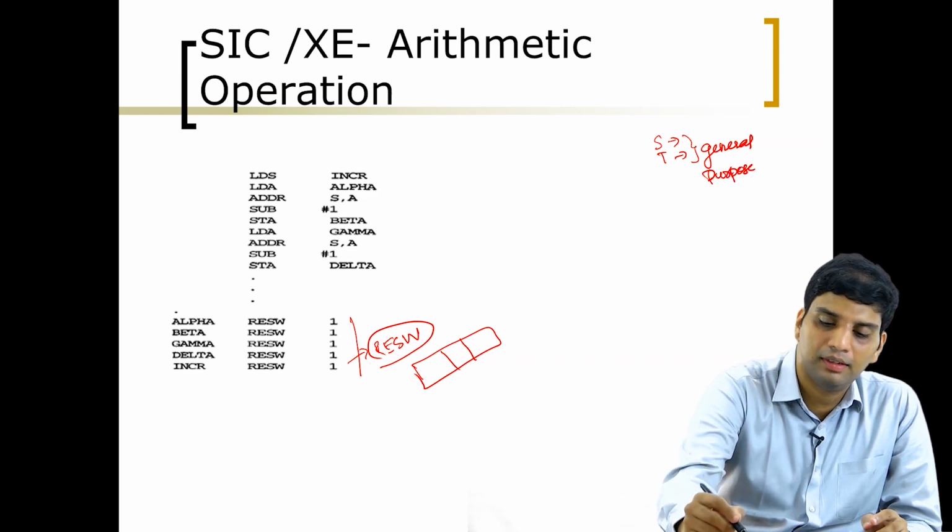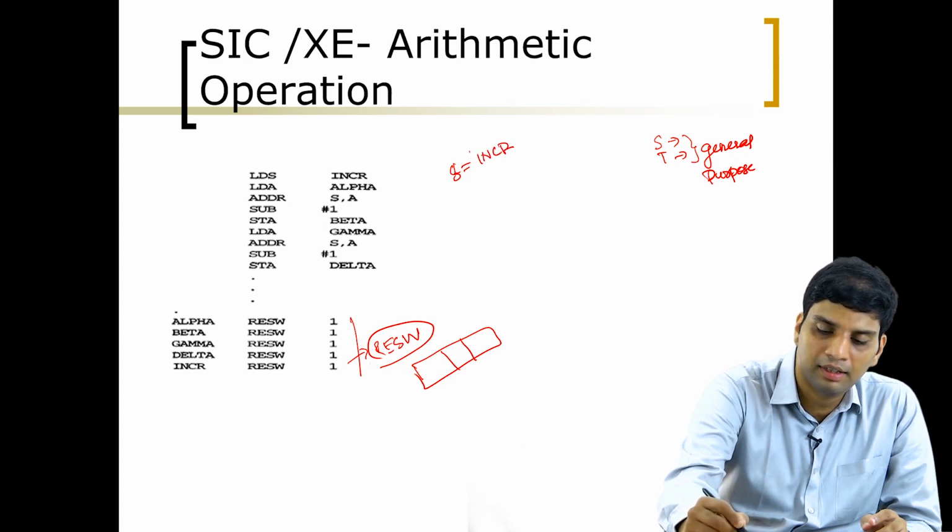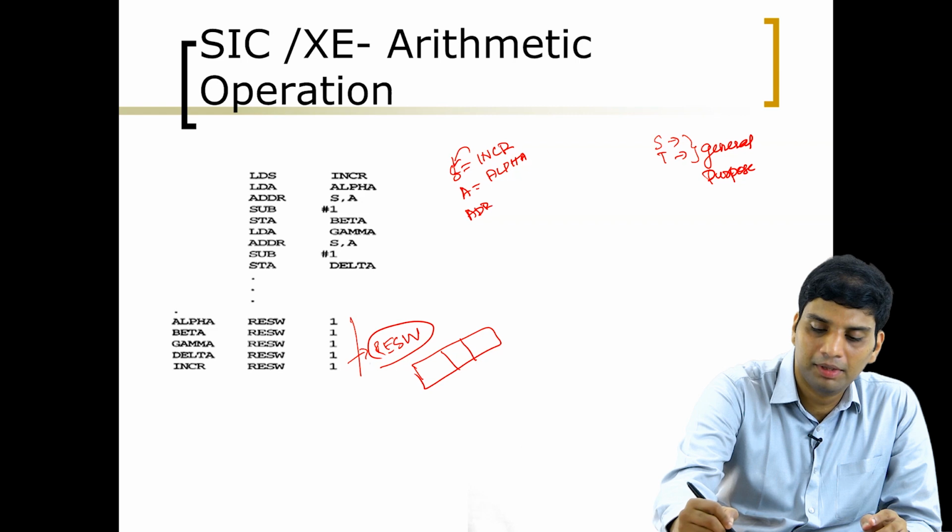Now listen, the first line is LDS INCR. So the S register will contain INCR. The value of INCR is stored in the S register. Next, LDA alpha means the accumulator will contain alpha. Next line, ADDR. ADDR means adding 2 registers. What do you have to add? S comma A, that is INCR plus alpha. You have added both these things.